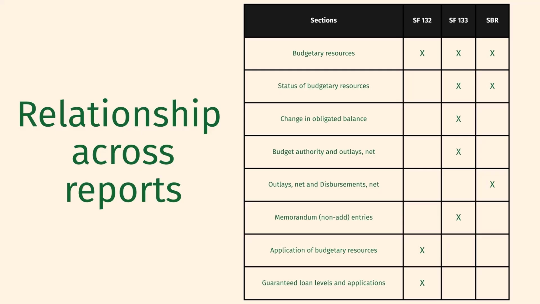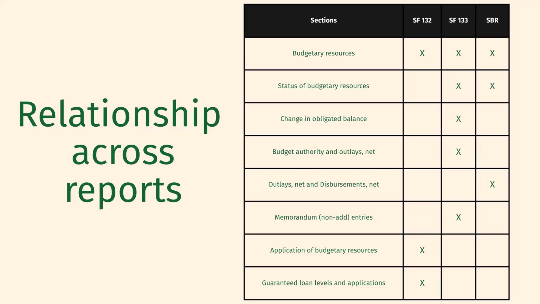How do these budgetary reports relate to each other? Well, in the table on the left, you'll see the various sections that are in all three of the reports, which are listed on the top of the table. There is some overlap across the various reports. For example, budgetary resources. All three reports are going to state budgetary resources, but that is the only area that overlaps entirely across the three reports.